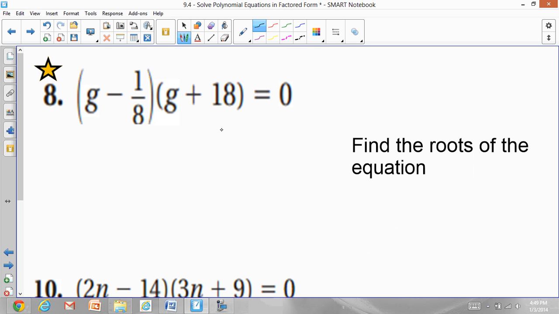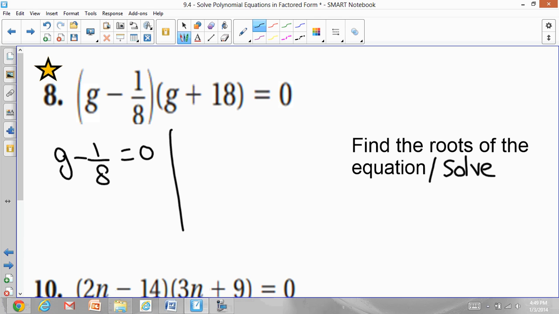Copy question number 8. So find the roots of the equation or solve. They both mean the same. Finding the roots of the equation means you need to set it up to a 0. So I'm going to split them into two parts. The first one, g minus 1/8, is going to equal to 0. The second part, g plus 18, is equal to a 0.